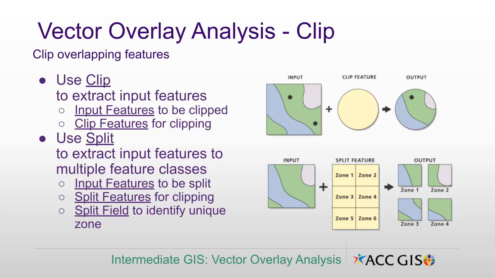The split features are the features that will be used for clipping, and the split field will identify the unique zones in the output. The difference being that there's not just one output, there's multiple outputs, one for each zone that is identified by the split field. And you can see in the diagram on the right, again, I have the inputs. In this case, the split feature includes multiple zones that are identified by the split field that include multiple outputs.